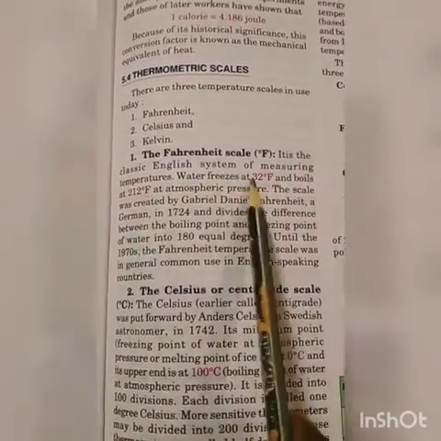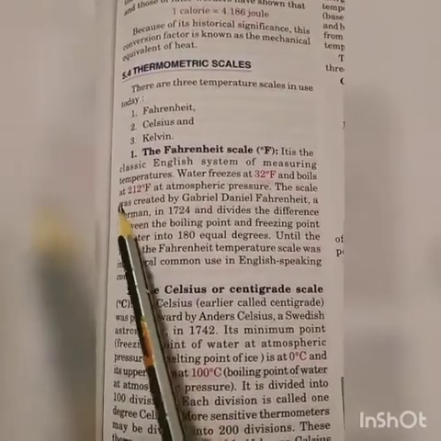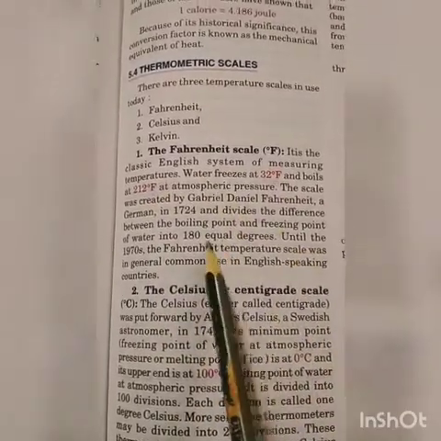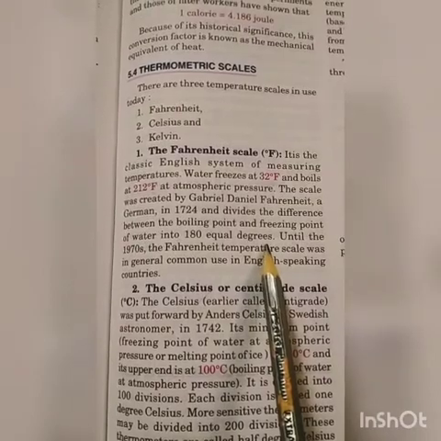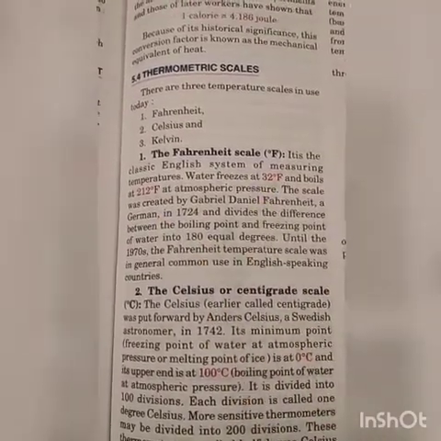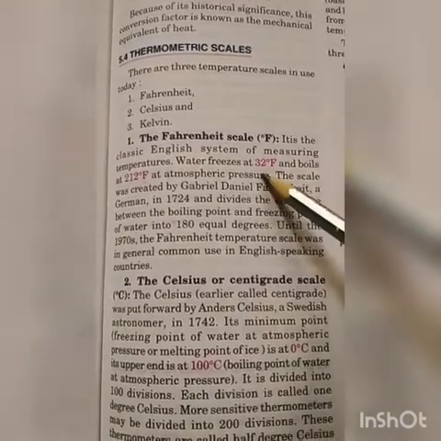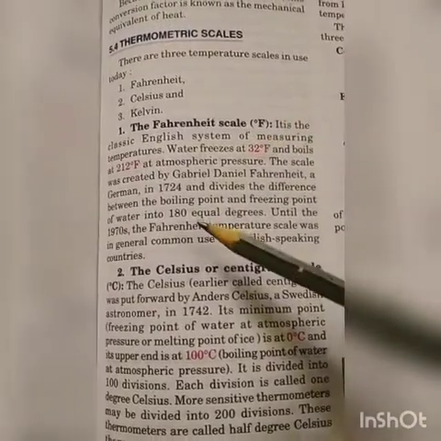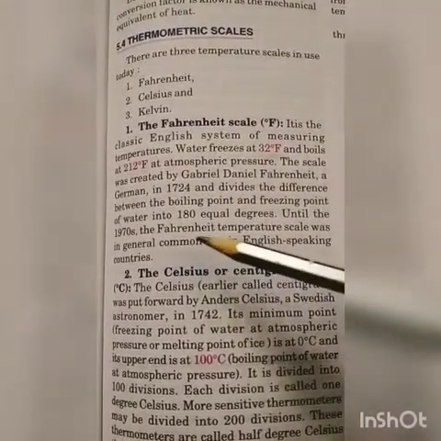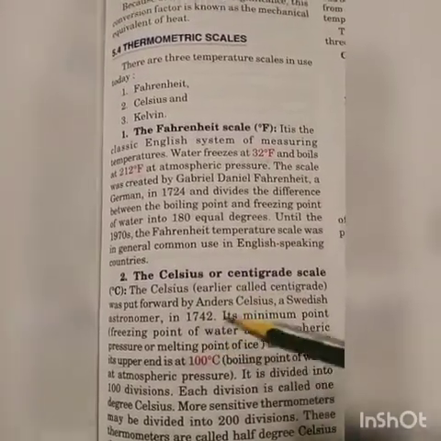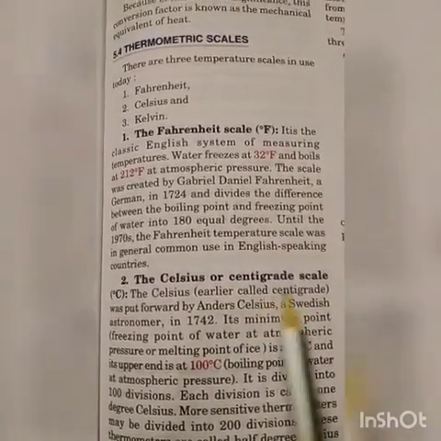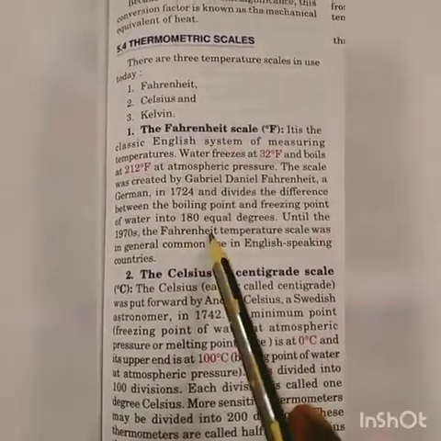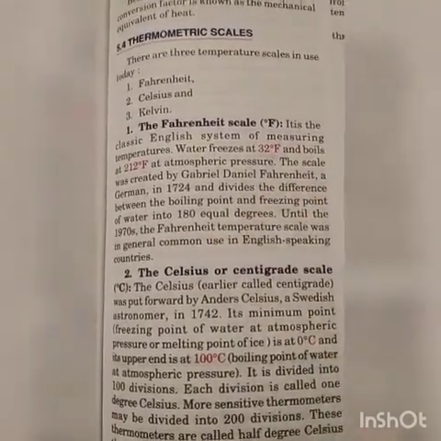Now we divide from this to this into 180 equal degrees. Okay, so this becomes our scale from 32 to 212. It goes above that also and below it also, but that is the division we can understand. So from this to this there are 180 divisions, and it goes below and above also, of course.